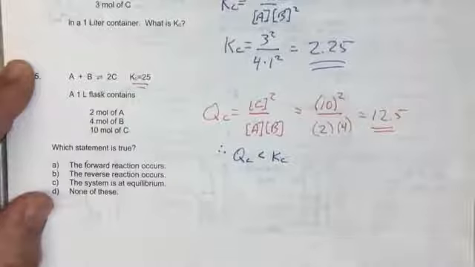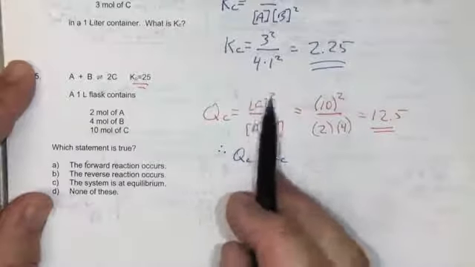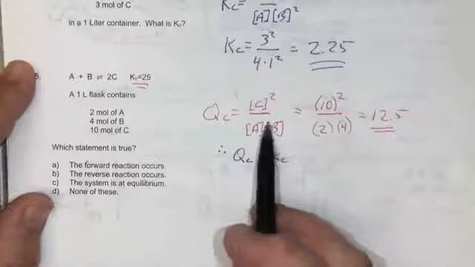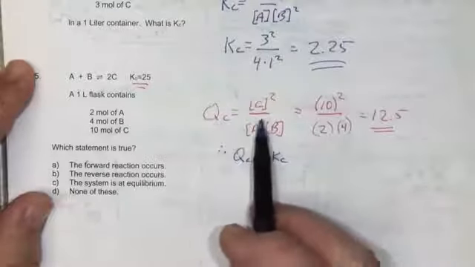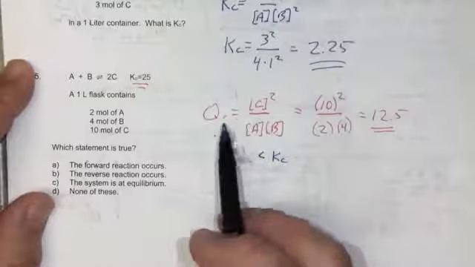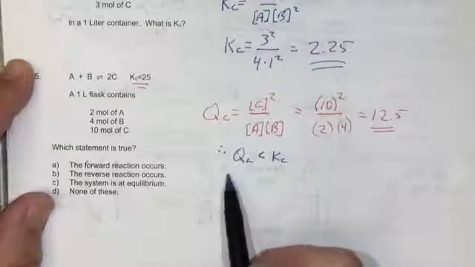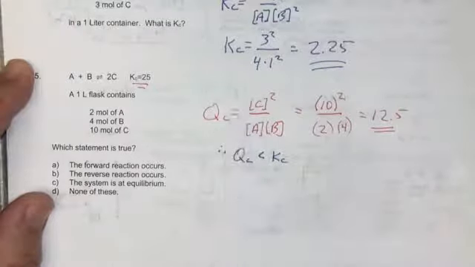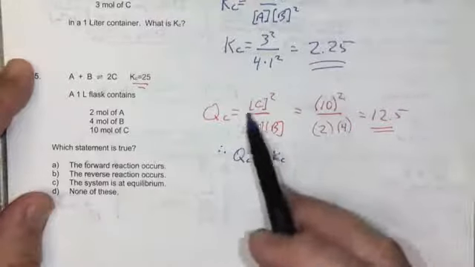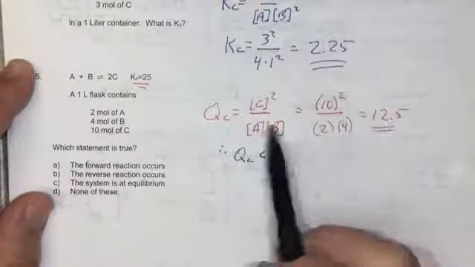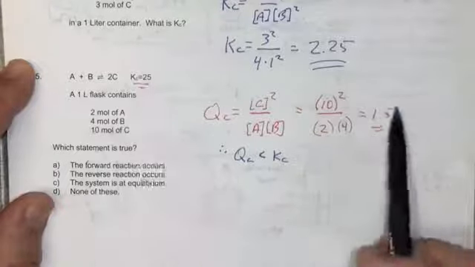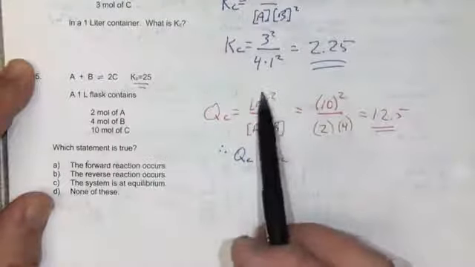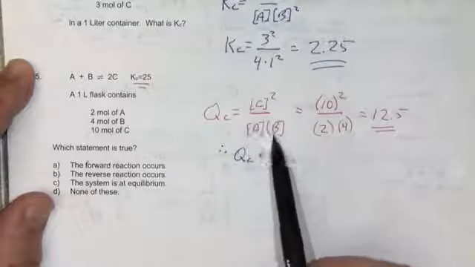Now since both K and Q have the products over the reactants raised to their coefficients, if Q is not equal to K, it's not at equilibrium, but all of nature is headed toward equilibrium. This reaction is going to head toward equilibrium, and the way that it will do this: the number is too small. 12.5 is too small. It needs to be 25. How can I make this 12.5 a bigger number? By having a larger numerator and a smaller denominator.